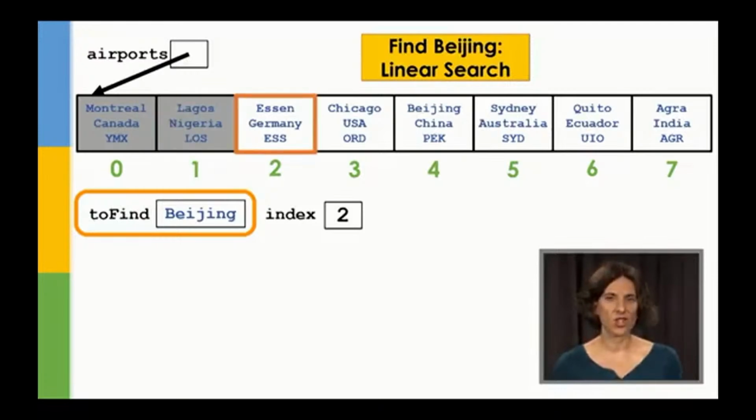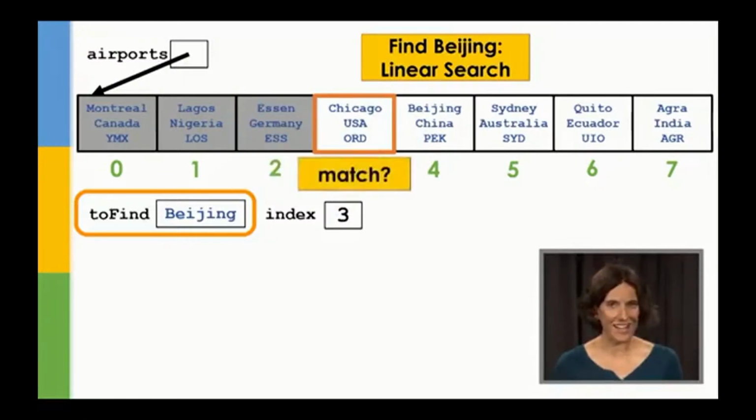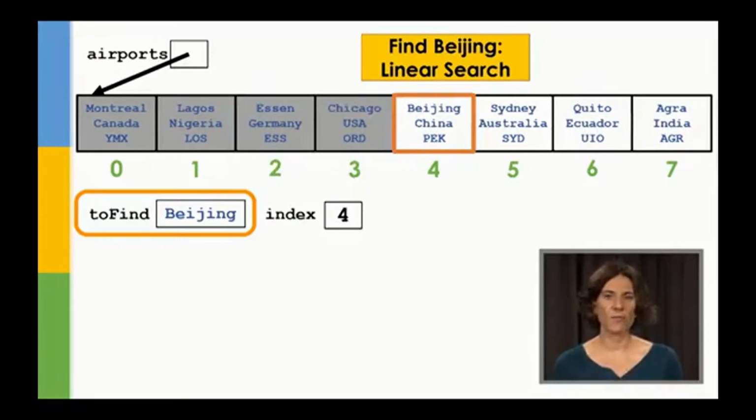Here's the index position 2. Match? Nope, still not a match. Index position 3, still not a match. Index position 4. Finally, I look at index position 4 and I see that its city is Beijing, which exactly matches the city that I'm looking for.